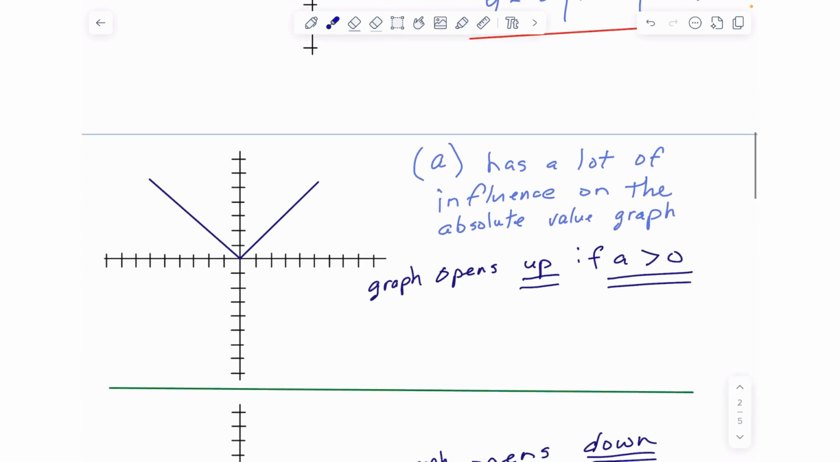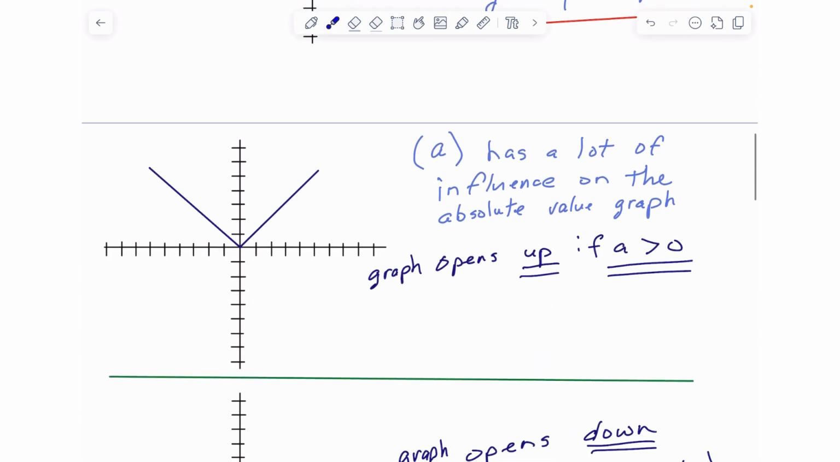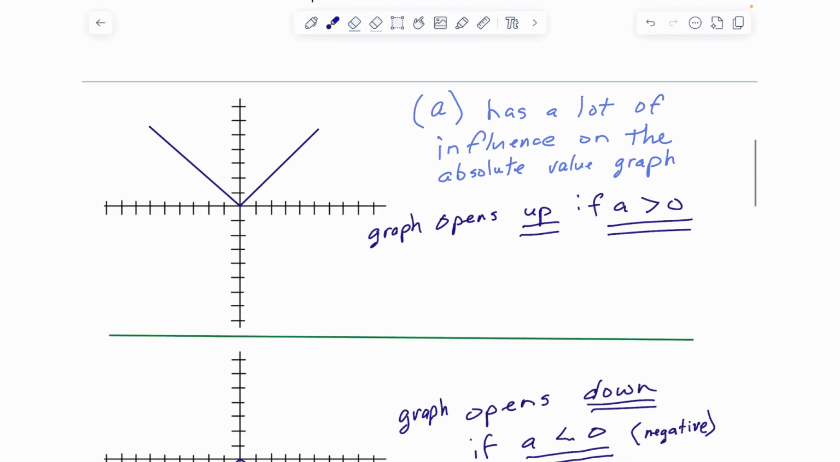Now, very important to understand, this a here has a lot of influence on the absolute value function. A lot of influence. Because the graph opens up. Notice it opens up here. It opens up. It's up here. If a is greater than 0.